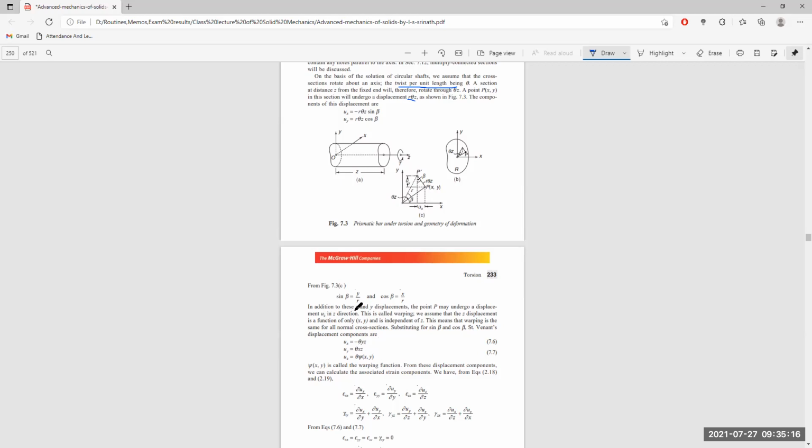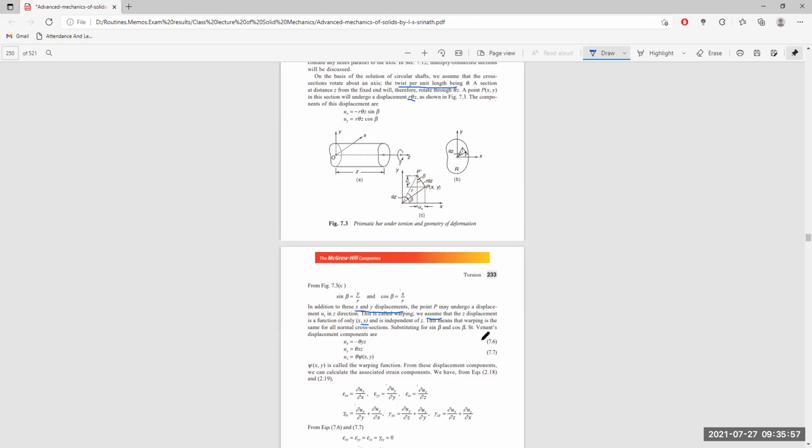Other than this x and y displacement, we have a distance uz, the z displacement. This is called warping. This is our assumption only, that the z displacement is a function of only x and y, meaning the position of the initial point. What are x and y? The initial coordinates of the point before the deformation, and uz is also a function of these coordinates itself. Now, after the deformation, the warping is the same for all normal cross sections.